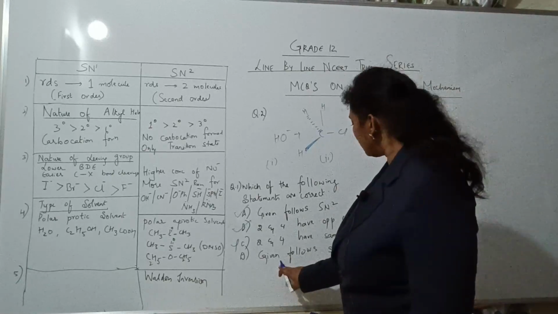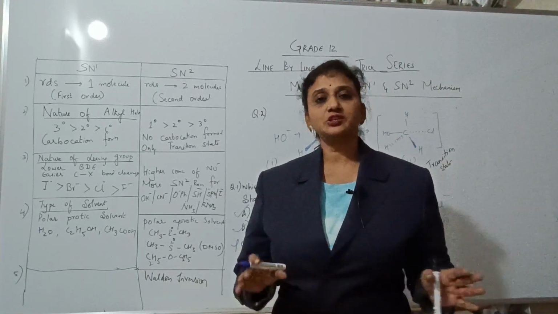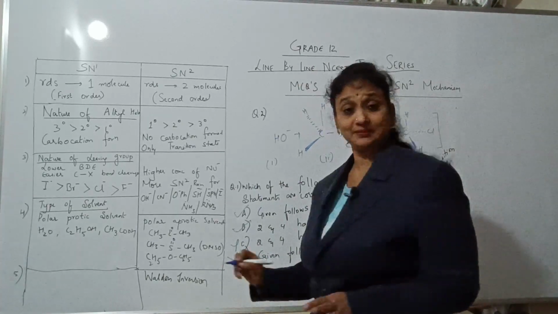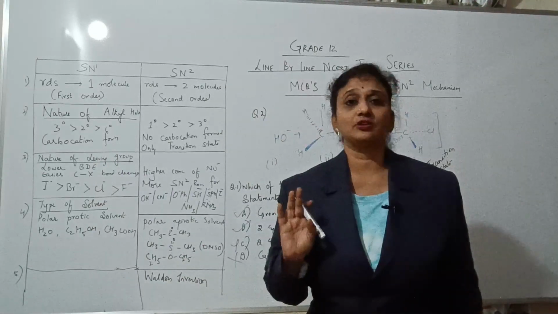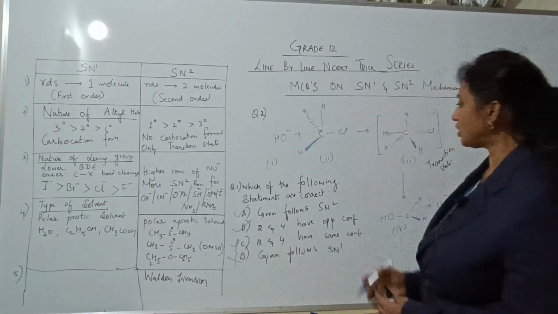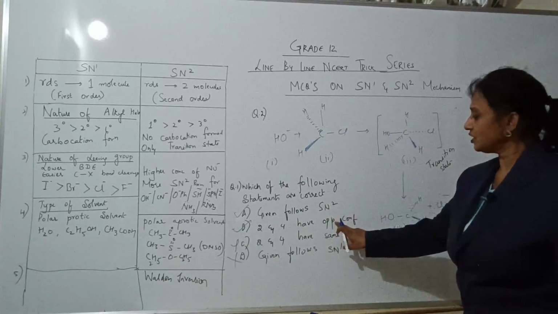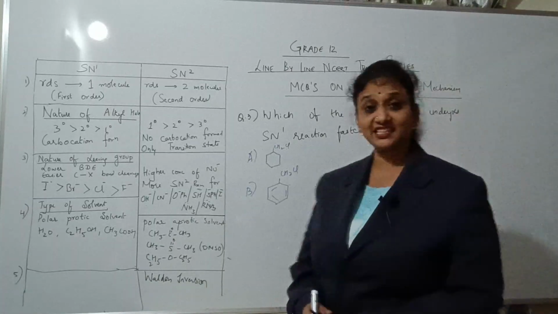Next comes, given follows SN1 mechanism. No. In SN1 mechanism, there is no formation of transition state. There is formation of only carbocation. The stable tertiary carbocation is formed. So, which two options are correct? Option A and option B. Easy peasy. Let's see one more question. Now, let's go and see the third question.